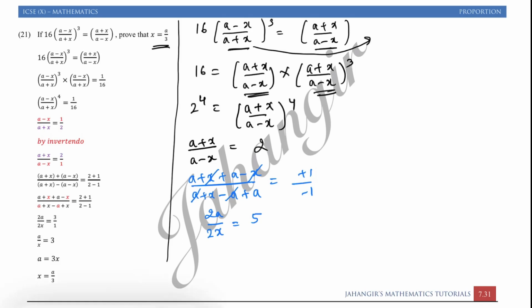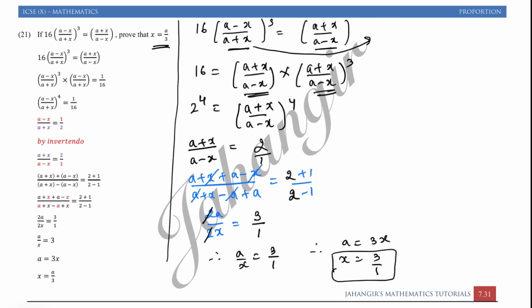It is 2. So this is 2 by 1. 2 plus 1 upon 2 minus 1. So that will give you 3 by 1. 2 and 2 will get cancelled. So therefore I will get a by x is equal to 3 by 1. Cross multiplying you will get a is equal to 3x. Oh sorry, what am I doing, x is equal to a upon 3.